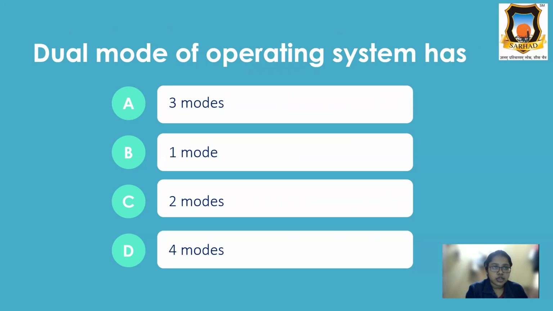Next question. Dual mode of operating system has option A, 3 modes. Option B, 1 mode. Option C, 2 modes. And option D, 4 modes. And the answer is option C, 2 modes.